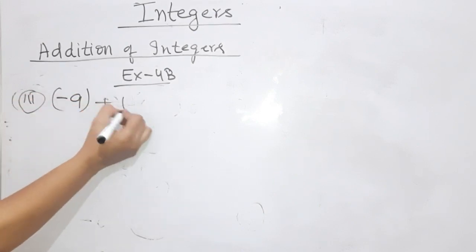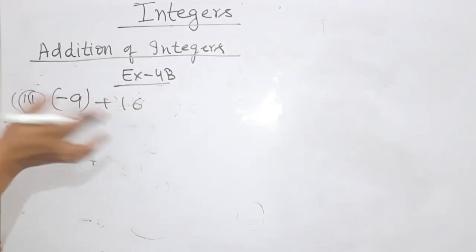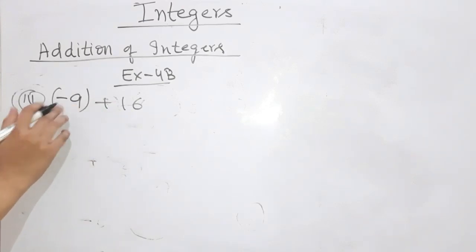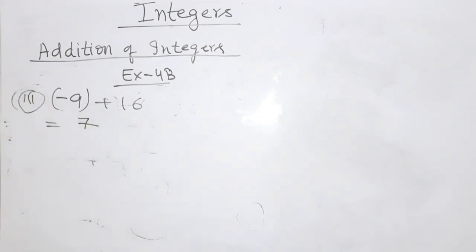minus 9 plus 16. See, one integer is positive, one integer is negative. Plus minus is minus, and which sign will be given? Of the greatest number. So which number is greatest? The greatest number is 16, and 16 is having which sign? Positive sign. So 16 minus 9 is 7.